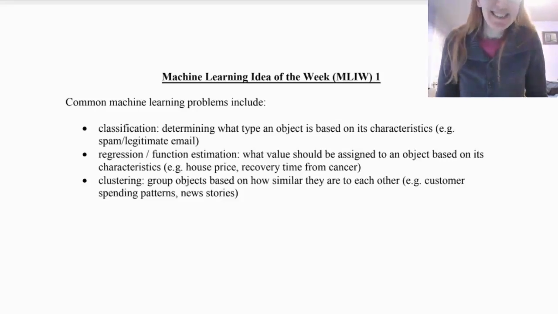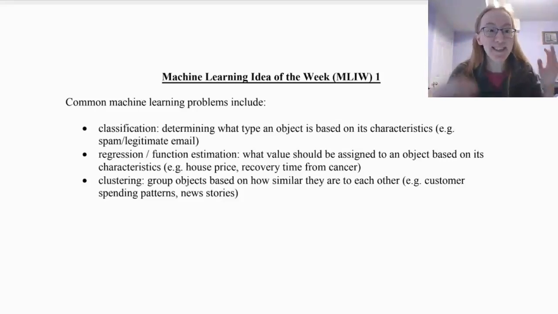I get it. Okay, so machine learning ideas. What I want to talk about today, again, is just some typical problems, and this is like a really broad classification of types of problems. So the first type of problem that machine learning can be useful for is classification. And that's just, again, a broad category of problems which are basically determining what type an object is based on its characteristics. So the outcome that you get is a category for something.